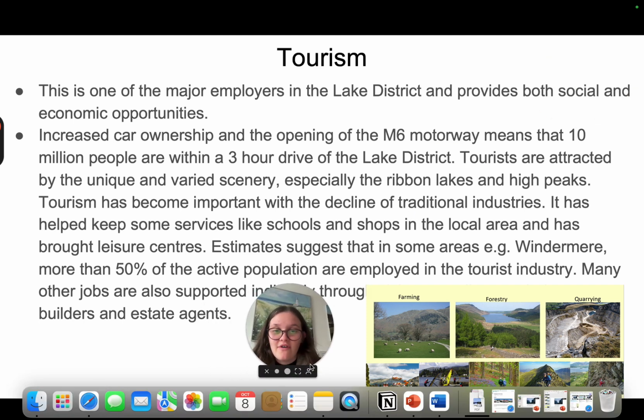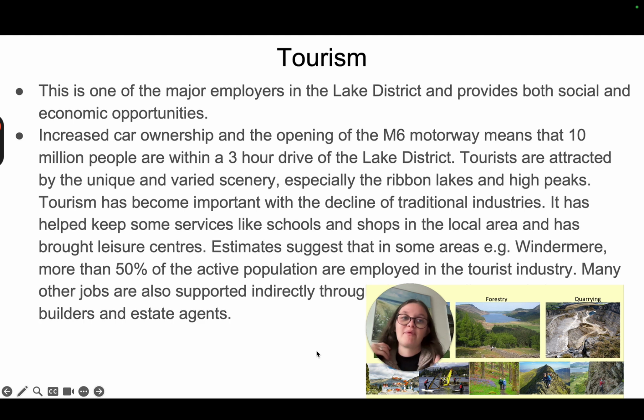Tourism is still one of the main employers in the Lake District, offering both social and economic opportunities. However, increased car ownership and the opening of the M6 motorway means that 10 million people are now within just a 3-hour drive of the Lake District. Tourists are attracted by the unique and varied scenery, especially the ribbon lakes and the high peaks. Tourism has become important with the decline of traditional industries. It has kept some services like schools and shops in the local area and has brought in leisure centres, which also benefits the local people.